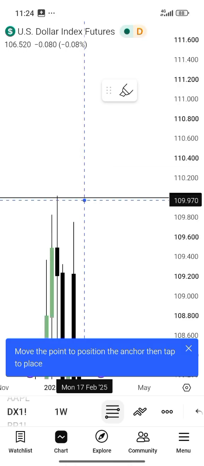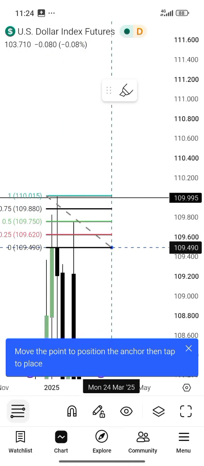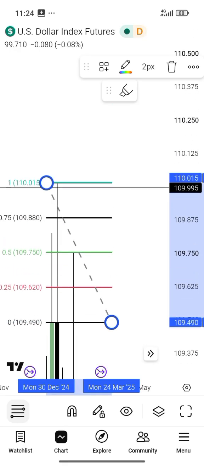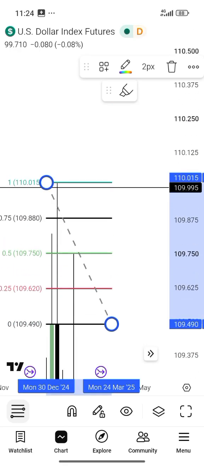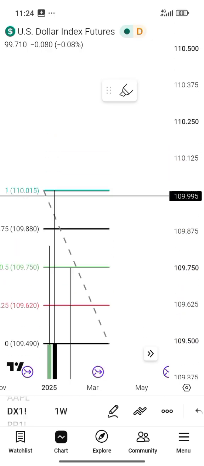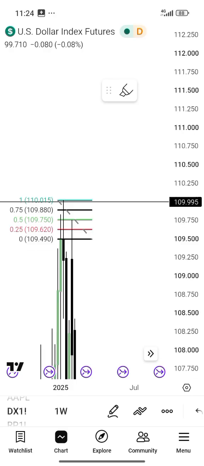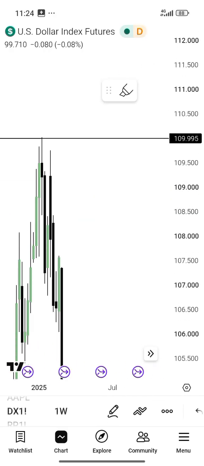Let's use the fib tool to show you what then happened. Can you see clearly? Look at this. You can clearly see that we now went to use the 50% level, or rather we used the 25% level, and we shorted from there. So beautiful, happy days. So we've covered that.